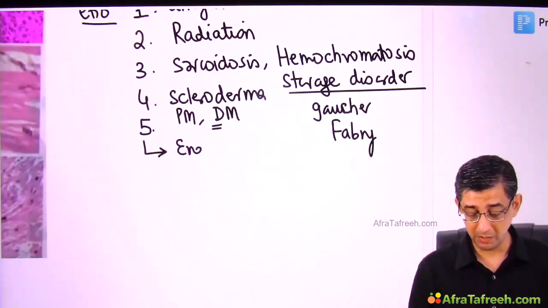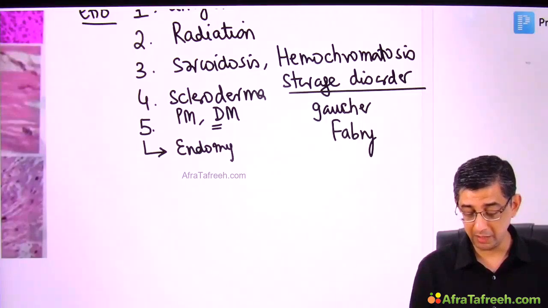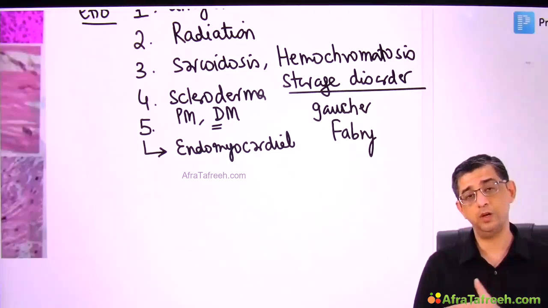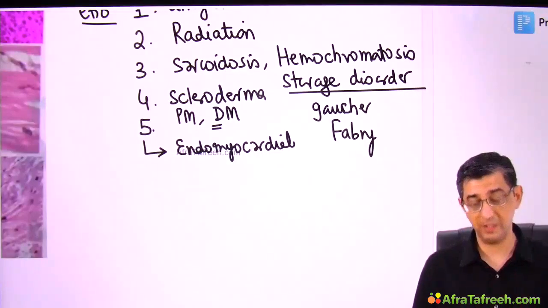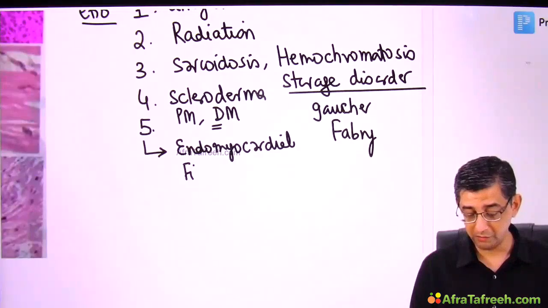Then I'm going to describe a disease which is rarer and is found in the southern part of our country, mainly coastal Tamil Nadu or towards the Andaman Nicobar side. That is endomyocardial fibroelastosis.